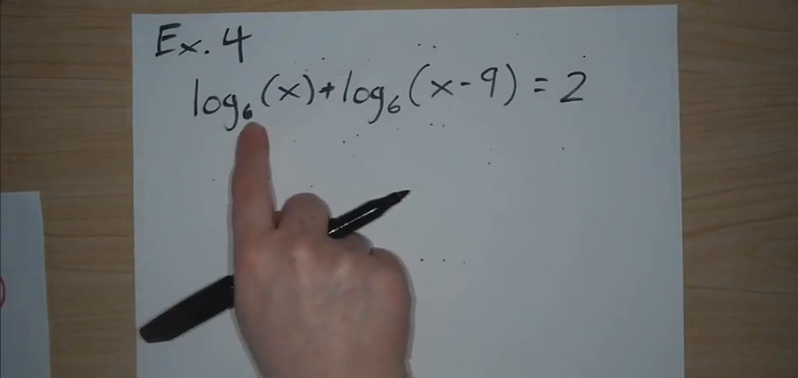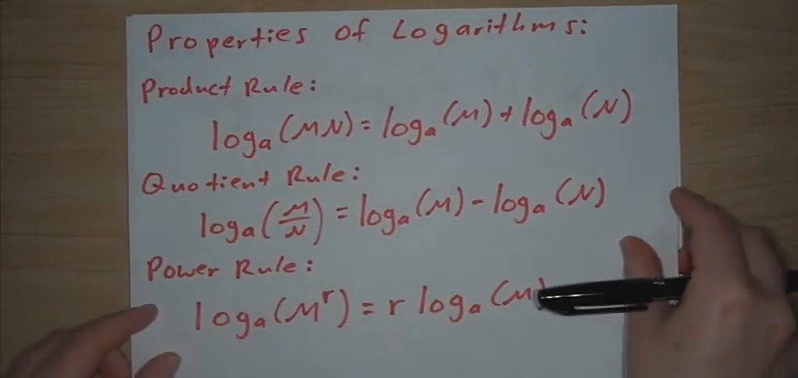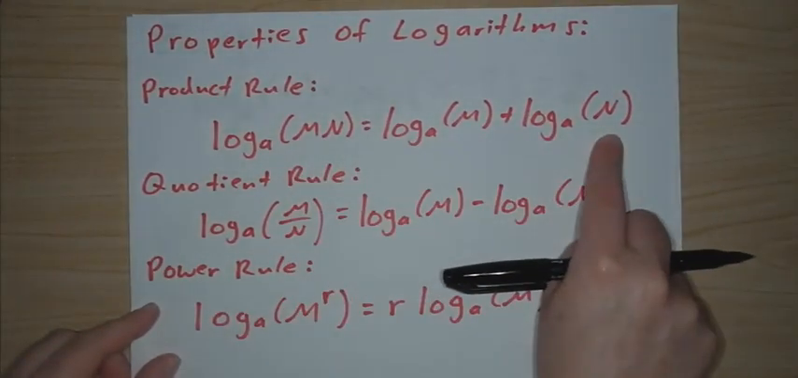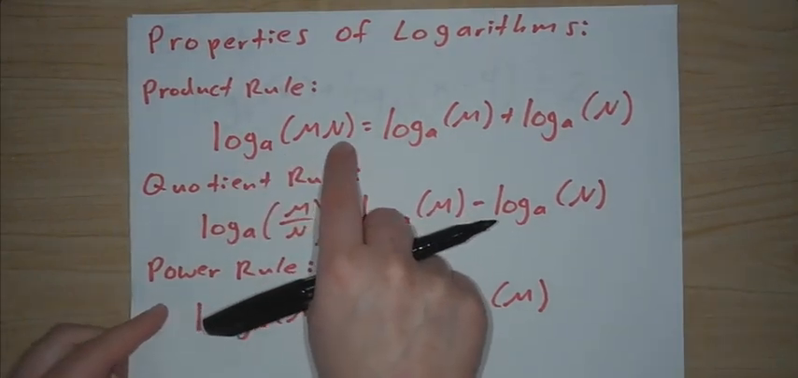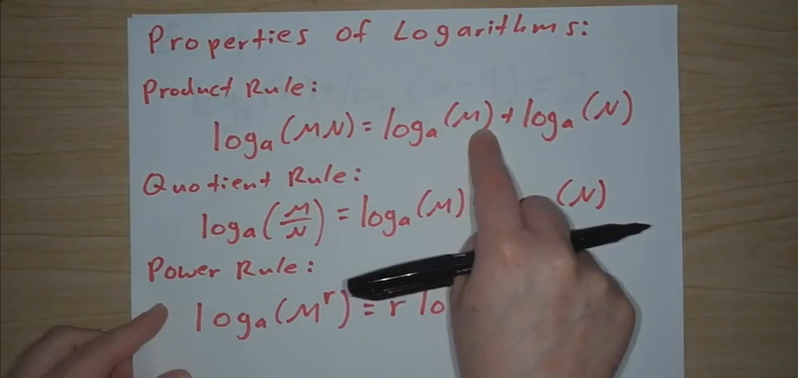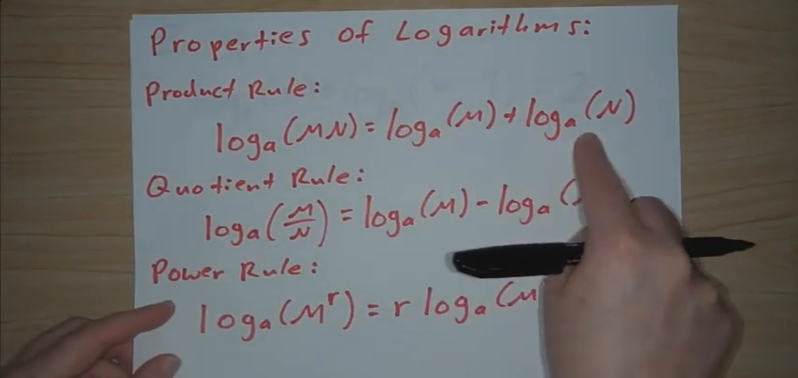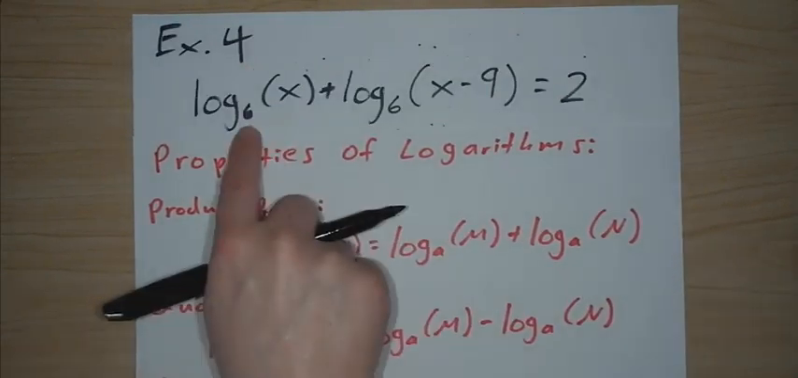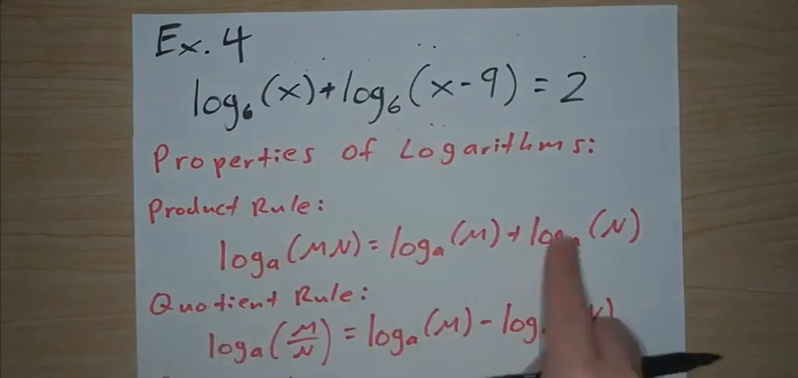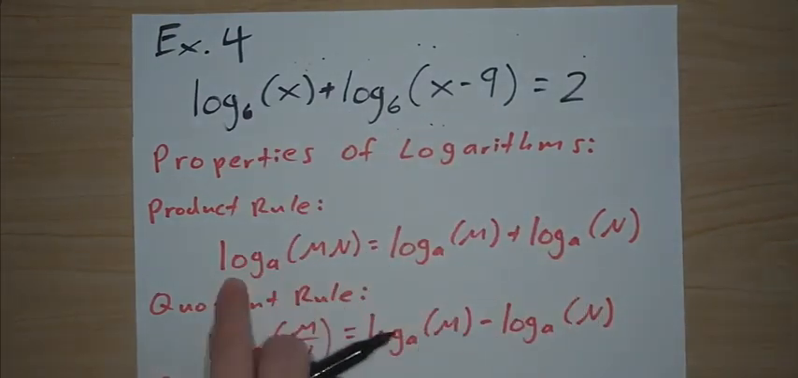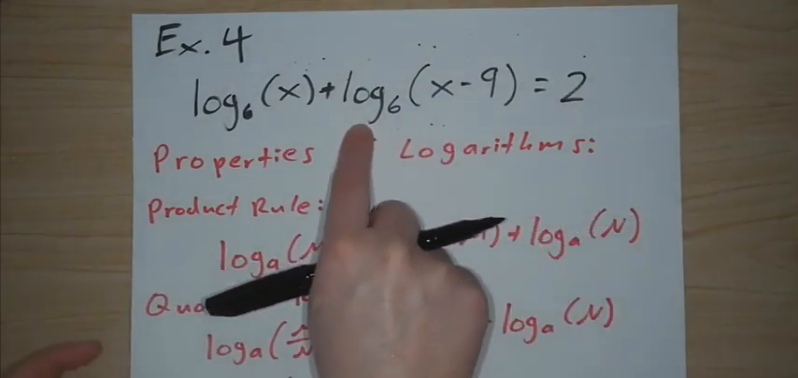And notice that we have the same base of 6 for both of these logs, and they're being added. We can use the product rule to combine these logarithms. The product rule is log base a of m times n is equal to log base a of m plus log base a of n. So right now it's in the log base a of m plus log base a of n form. You can see we have two logs of the same base that are being added right here. So we can combine these into log base a of m times n. By multiplying these two, we can write them under the same logarithm.